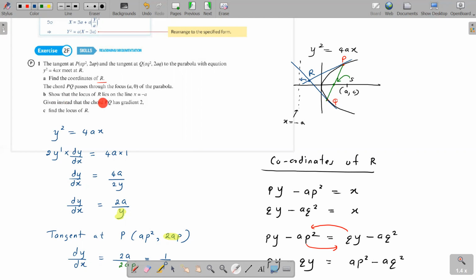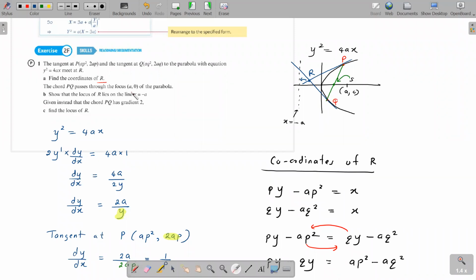Show that the locus of R. Locus means the path of R. The path of R will lie on the line x equals minus a, as long as the chord PQ passes through the focus. So that's what they have told us. If the chord PQ passes through the focus, then we need to show that the path of point R is on the line x equals minus a. That's what I need to show. I need to prove it.